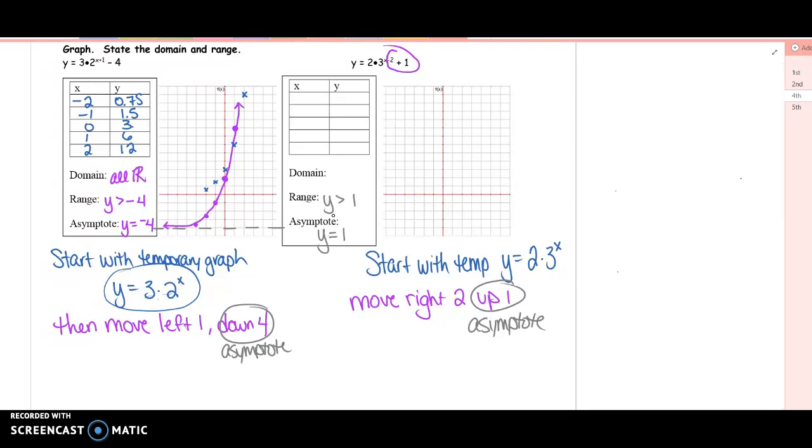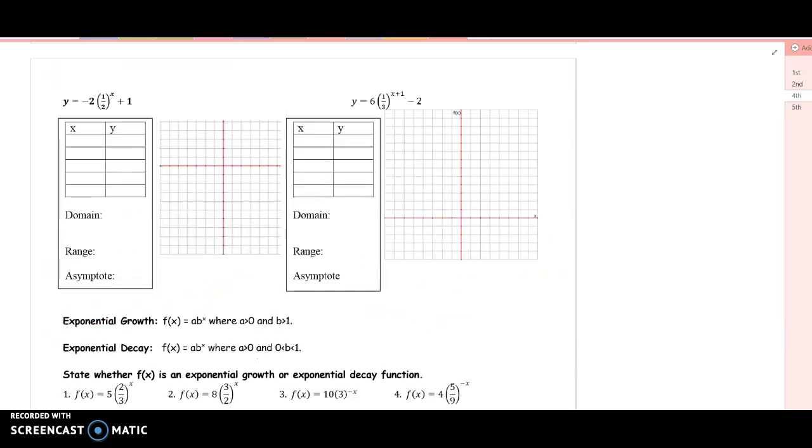Okay, let's turn to the next page and do an example with a negative number in front and a fraction, just so you can see what happens with those. Your temporary graph is going to be y equals -2 times 1/2 raised to the x. Anything that comes after that x, just ignore it for right now. That's how you're going to move the graph after you get your temporary points.